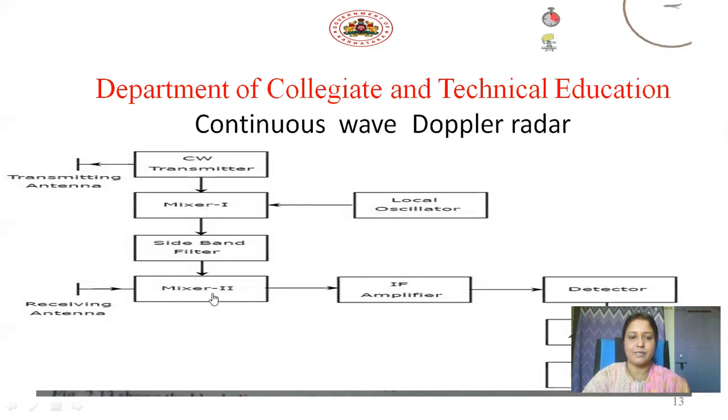That is mixed in mixer 2 here. In mixer 2 we have the received echo signals, that is FT plus or minus FD. Now in this section that FT is removed and it is given to the IF amplifier here to amplify the signal. And in the detector section, that particular IF is removed and you will get the output as the FD here. That is the Doppler shift, and that is amplified and measured as the relative velocity.